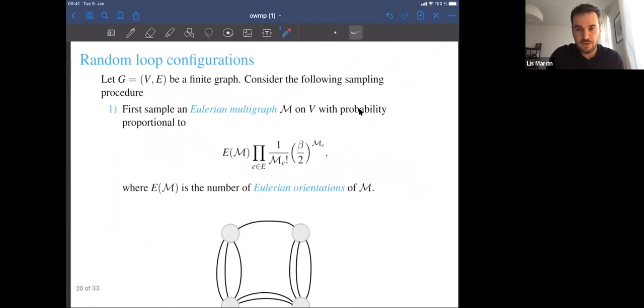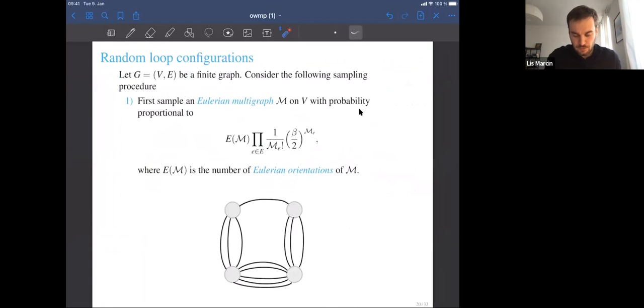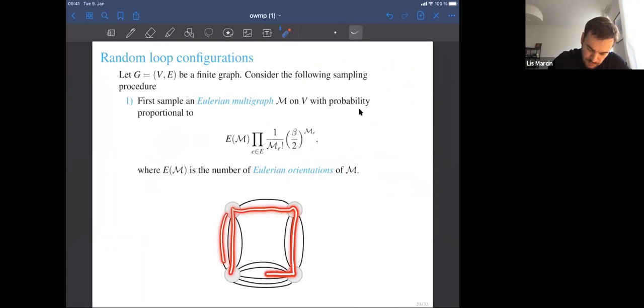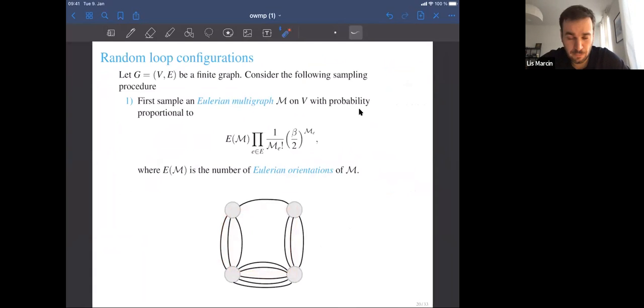So for that, we define a loop model. So what is this loop model? You can sample it in the following way. First, I sample a multigraph of my graph, which is Eulerian. The original graph is just one cell of the square lattice, say, and now I sample a multigraph, so each edge can be replaced by multiple edges, but with the property that there is an even number of edges around every vertex, as here.